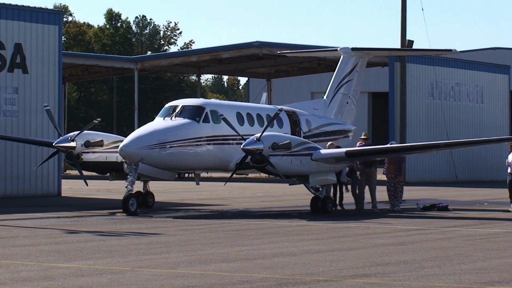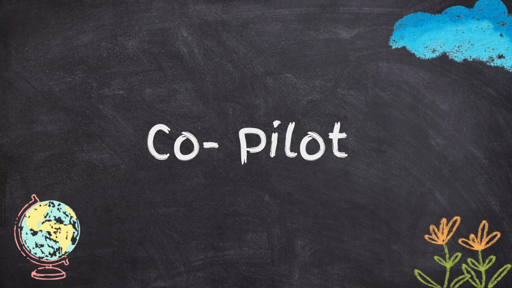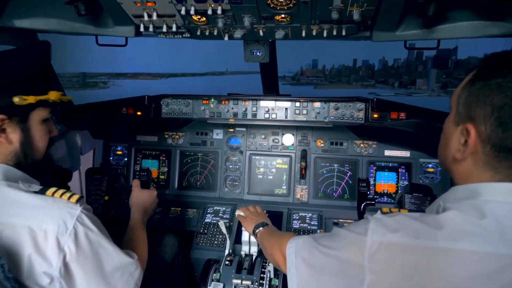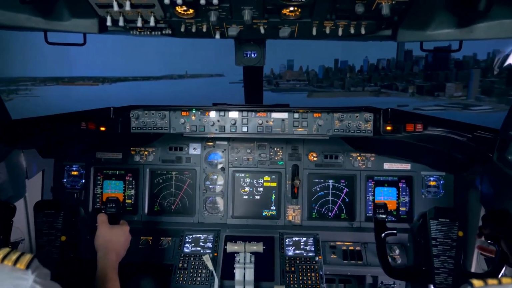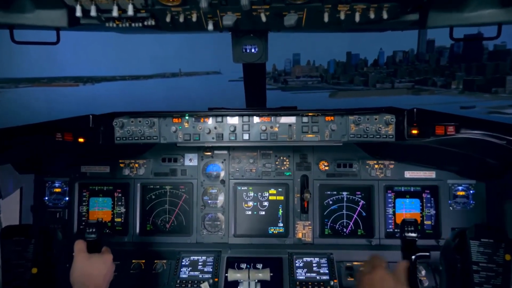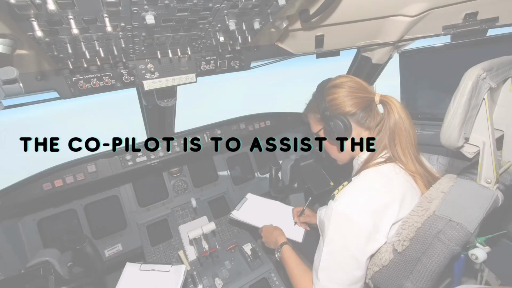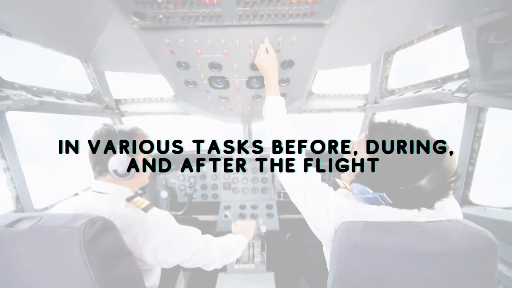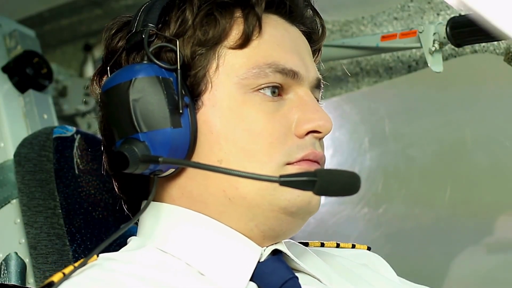A co-pilot, also known as the first officer, is a vital member of the flight crew in the aircraft, working alongside the captain to operate and manage the aircraft during the flights. So the role of the co-pilot is to assist the captain in several tasks before, during, and after the flights to ensure the safe and efficient operations of the aircraft.